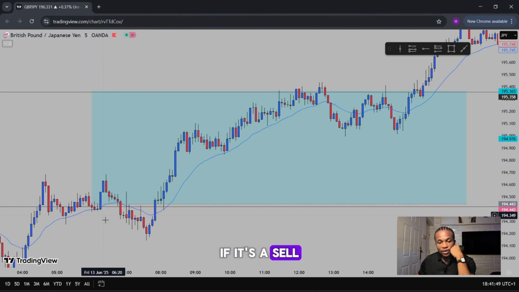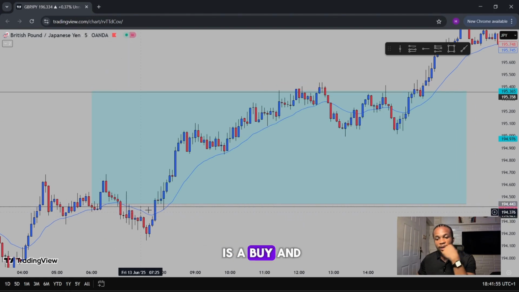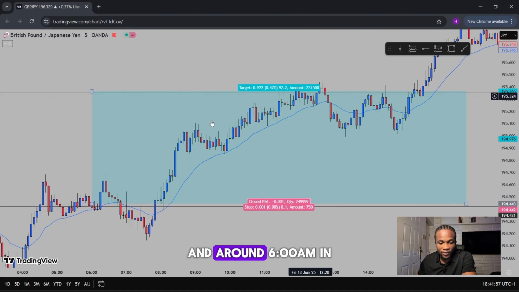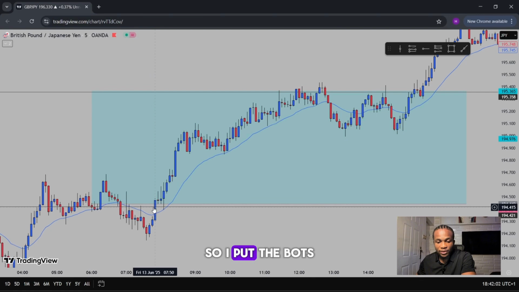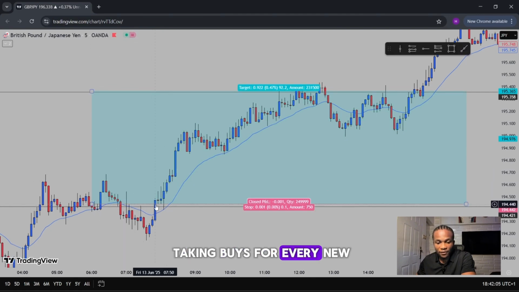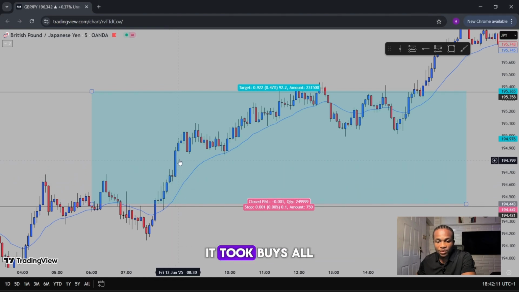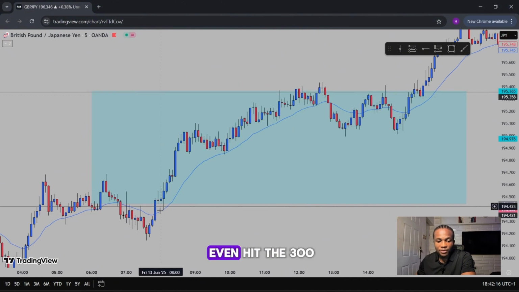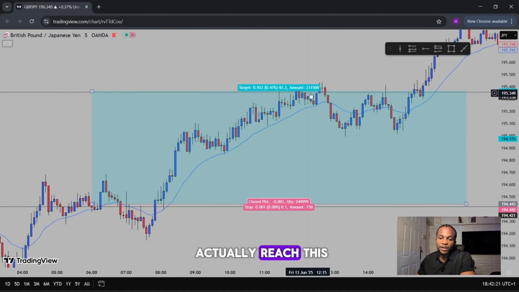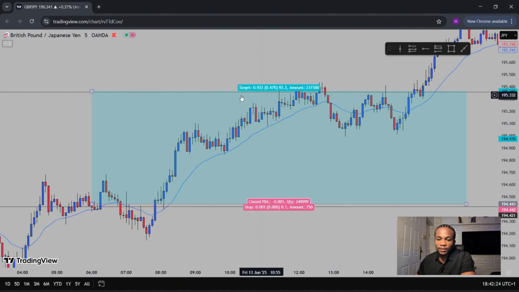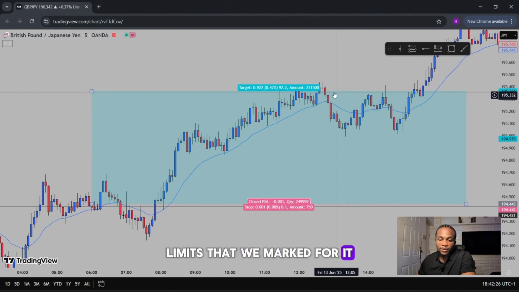If your bias is a sell bias, it takes sells, but in this situation it is a buy, and this is our target. Around 6 a.m. in the morning my time, that was when the trade started. So I put the bot, and the bot started taking buys for every new bullish candle that printed, all the way towards our target here. I think the bot even hit the $300 profit target before it actually reached this limit that we marked for it.